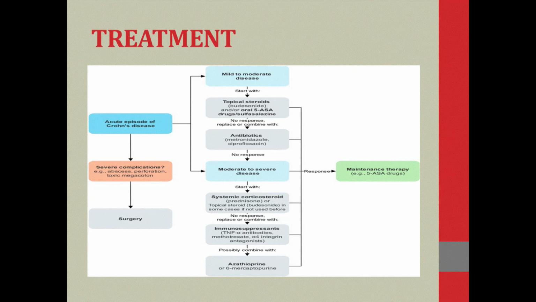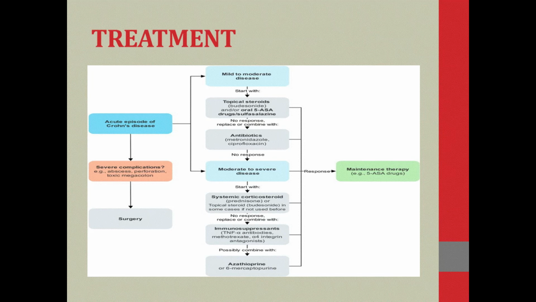In case of an acute episode of Crohn's disease, if there are severe complications like abscess, perforation, or toxic megacolon, we go for surgery. If the acute episode of Crohn's disease is mild to moderate, then we start with topical steroids like budesonide or oral 5-ASA drugs. If there is no response, we can either replace or combine it with antibiotics like metronidazole or ciprofloxacin. Still, if there is no response, then we classify the disease as moderate to severe disease.